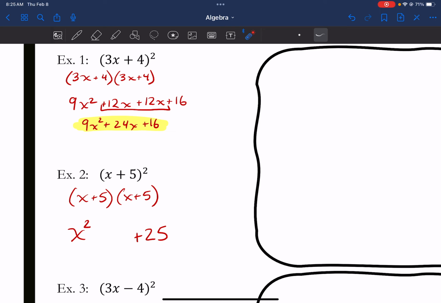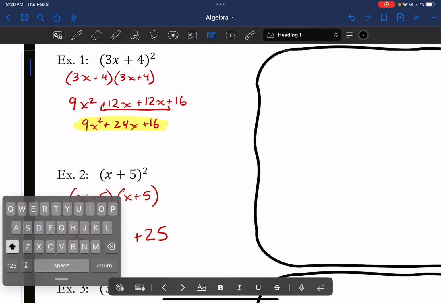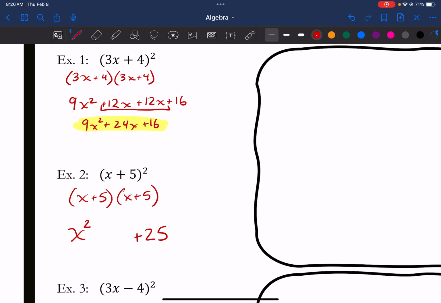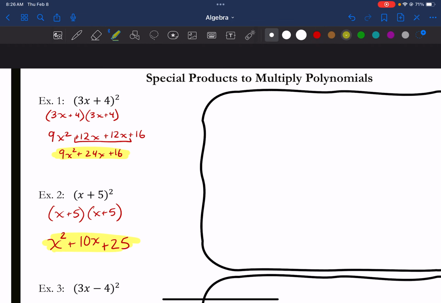Or squaring it. In the middle is the tricky part. So now here's the clue. You're actually going to take the first term in the parentheses, which is, in this case, x, and the second term in the parentheses, multiply them, and then double it. So in that case, I'm doing 5 times x times 2, which gives me a 10x. And this is my final answer. So this is actually called a square of a sum.